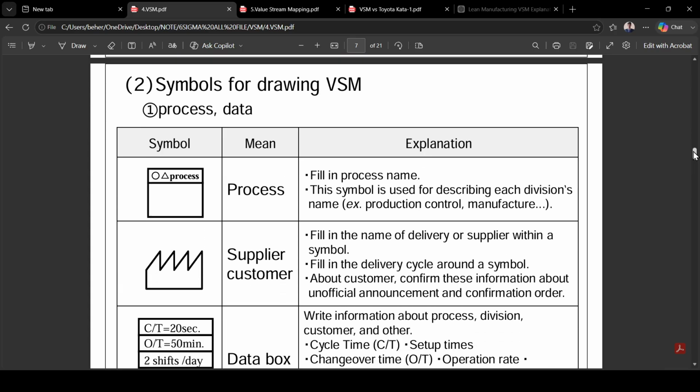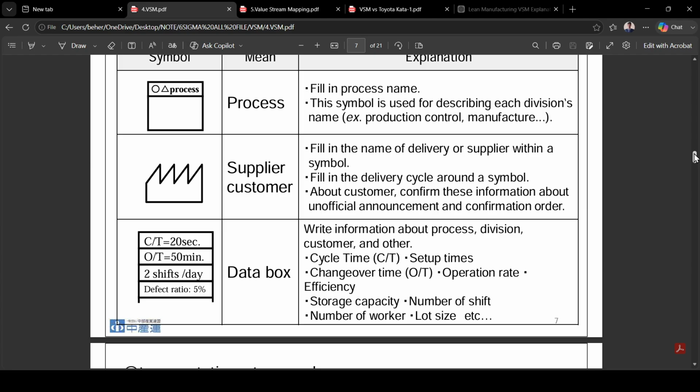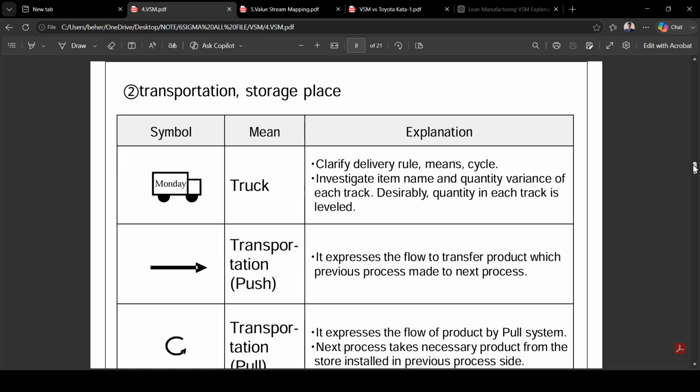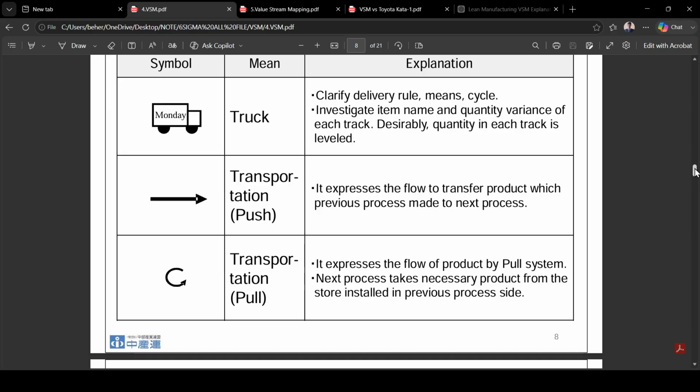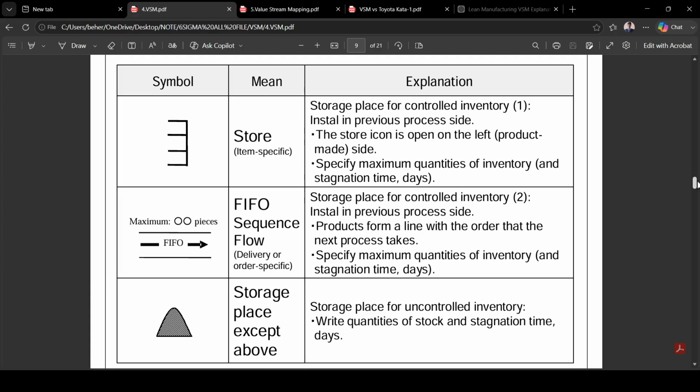So, symbols for drawing VSM. Process data: for the process, fill in the process name. The symbol is used for describing each division's name and production. Supplier or customer: fill in the name of the delivery and supplier within the symbol. Fill in the delivery cycle around the symbol. First supplier, customer, process, data box, truck transportation, push, transportation pool, then a store, then a people sequence flow, storage place, etc.